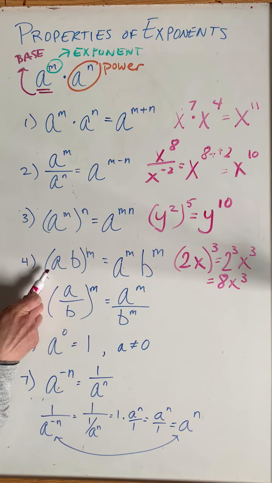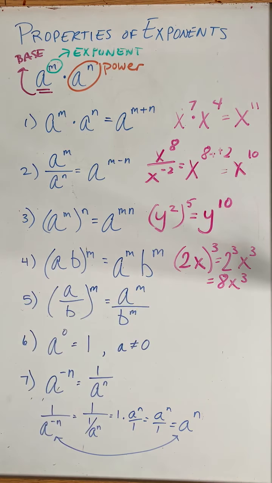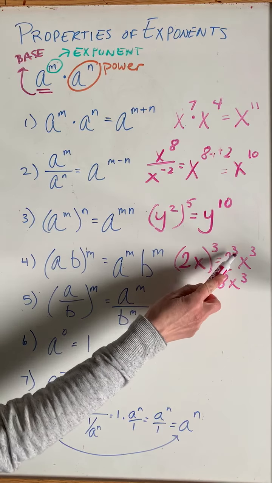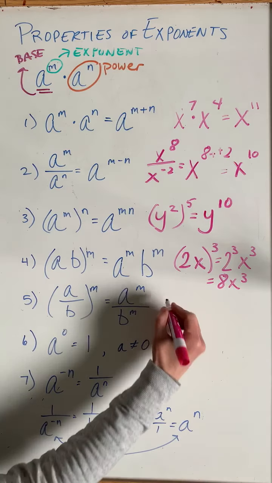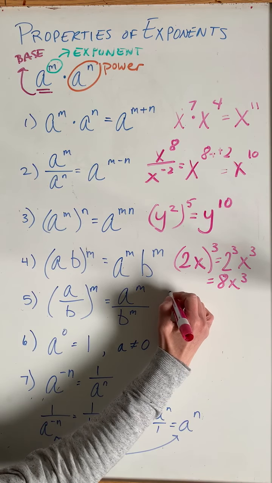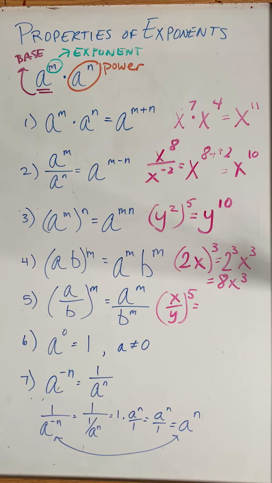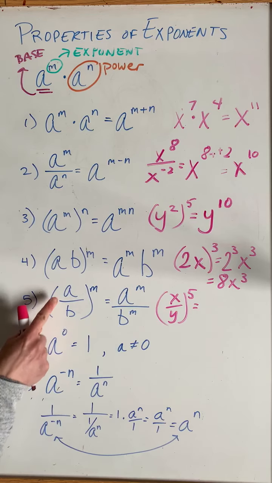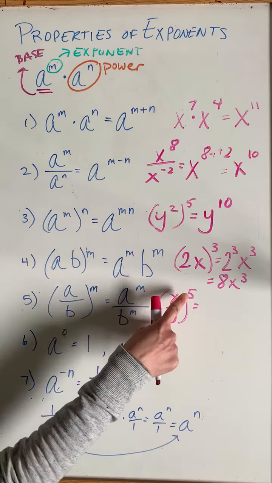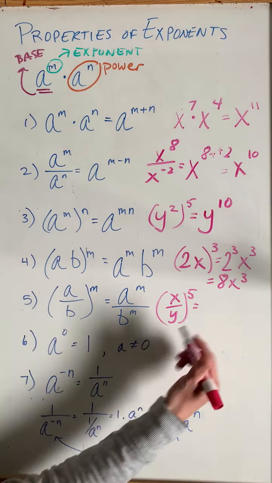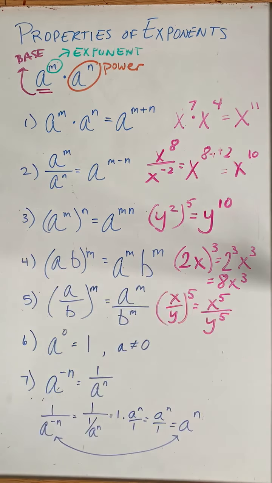A lot of times when using this property, if there's more than one variable, that doesn't seem to be confusing, but it's when we have that coefficient. Don't forget, if it's just a number, you've got to raise that number to the power as well, okay? Property 5, let's say we had x over y to the 5th. Okay, so again, since we're dividing and we're raising that whole quotient to the mth power, which in this case is 5, we're just going to raise both the numerator and denominator. So this will be x to the 5th over y to the 5th.